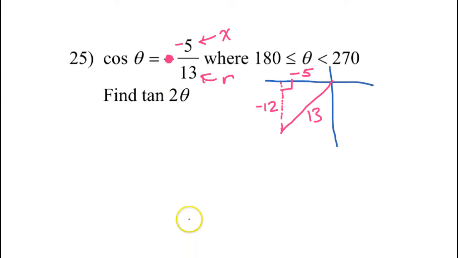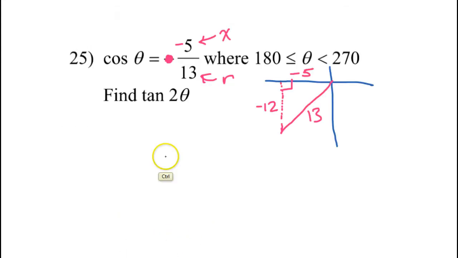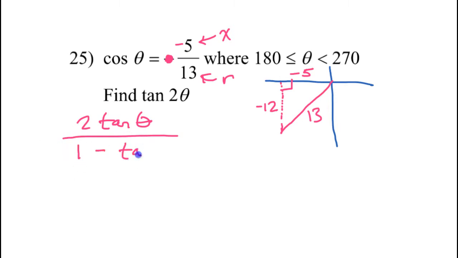Tangent of 2 theta. We've got this formula that says tangent of 2 theta is going to equal 2 tangent theta over 1 minus tangent squared theta. So we're just going to employ that formula. So we're going to have 2 tangent theta over 1 minus tangent squared theta.